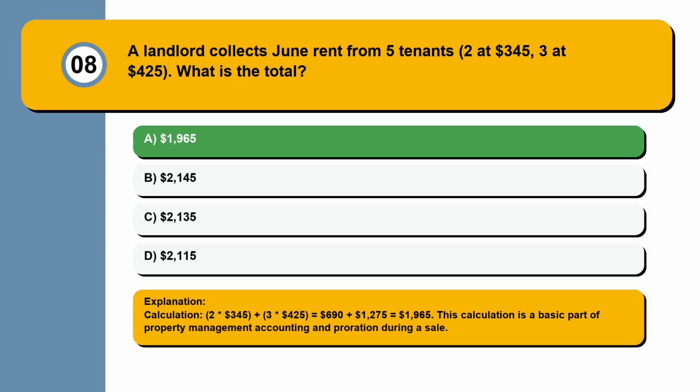Calculation: 2 times $345 plus 3 times $425 equals $690 plus $1,275 equals $1,965. This calculation is a basic part of property management accounting and proration during a sale.